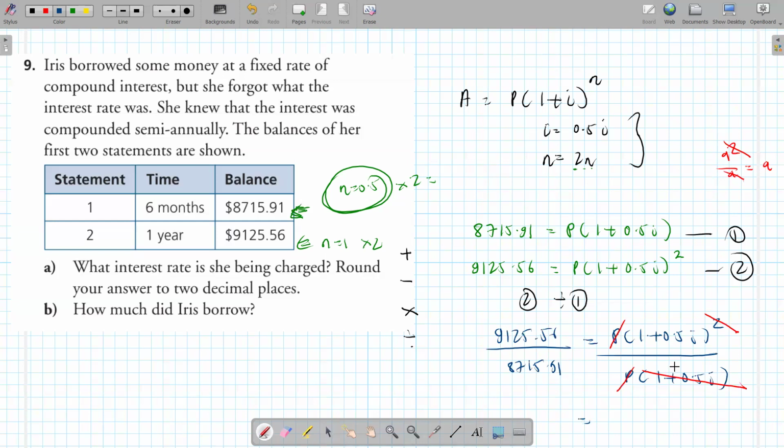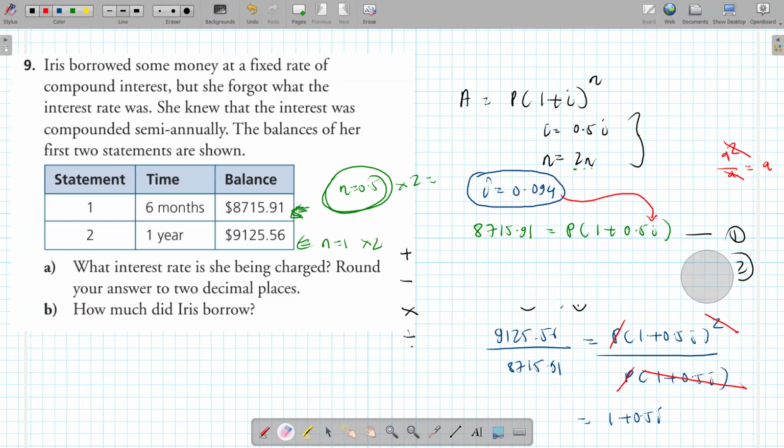So now look at this. It's pretty simple. You just subtract 1 and divide by 0.5 and you will get the interest rate. 9125.56 divided by 8715.91. Subtract 1, divide by 0.5. So the interest rate is 0.094. So that's your i. I can plug this right here. We don't really need anything else.